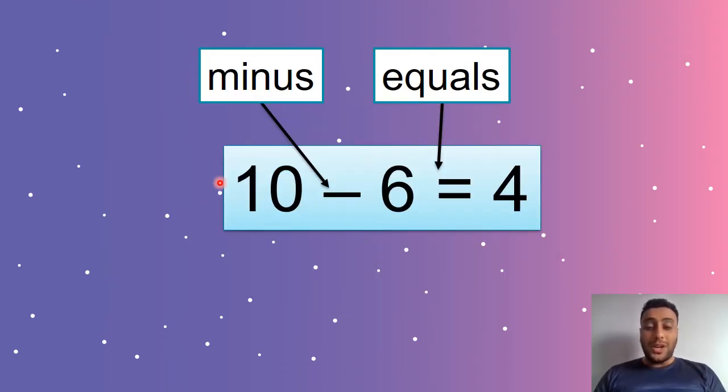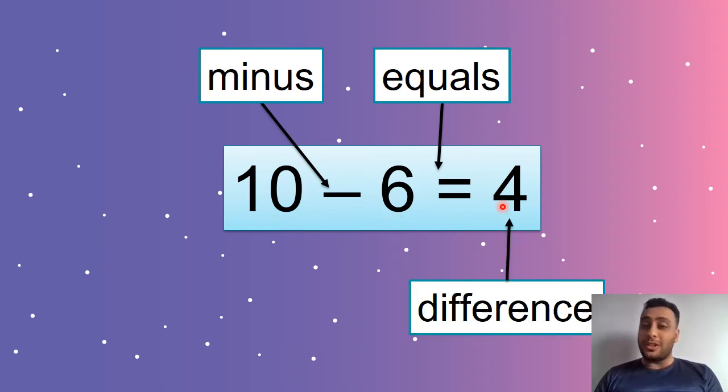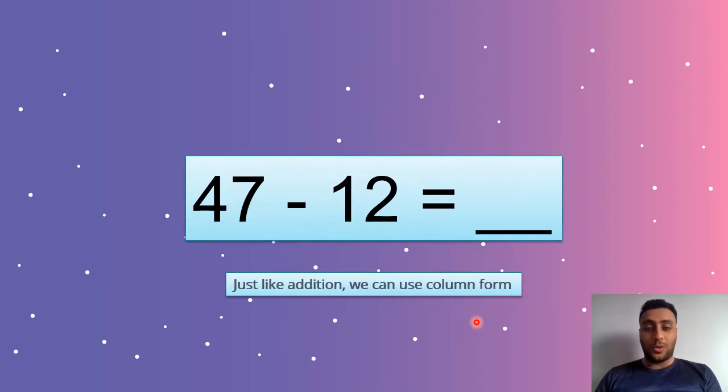So we can read this now. 10 minus 6 equals 4. And we learned that this answer, the final answer, is called the difference. Difference. So 10 minus 6 equals 4. 4 is the difference.